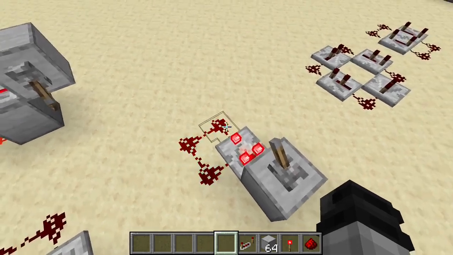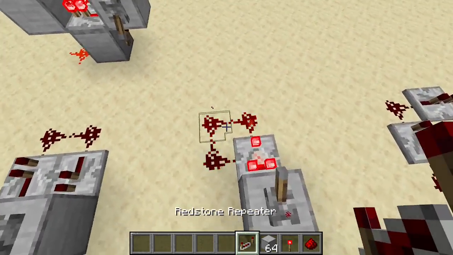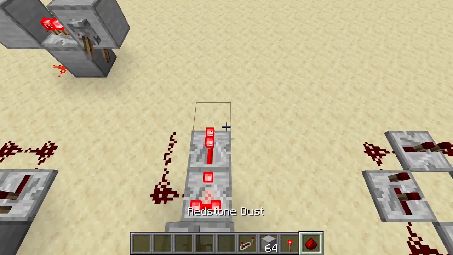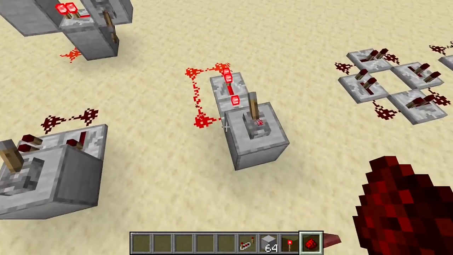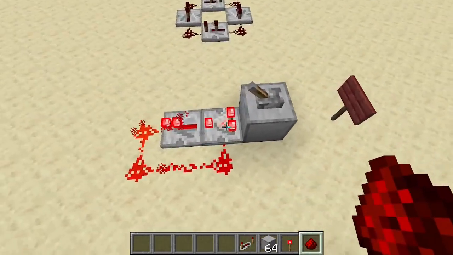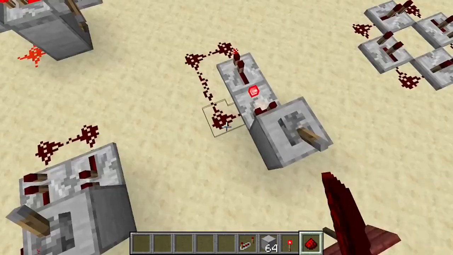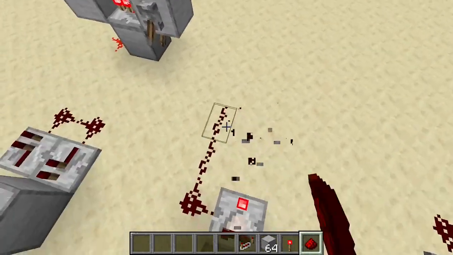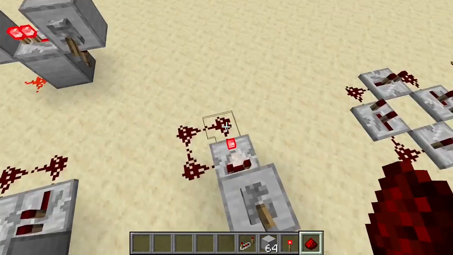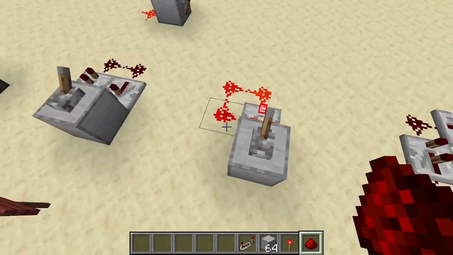Now, if we add a repeater anywhere on this line, what is going to happen is it's going to turn our pulse into just a strong signal. So if we want that pulse, it cannot have any repeaters on the line.